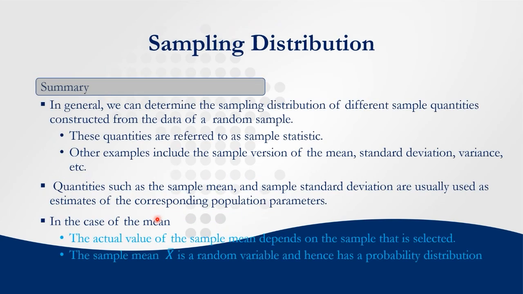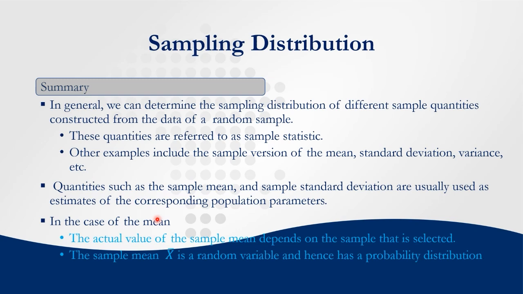So we can determine the sampling distribution of different sample quantities from the data of a random sample. And these quantities, we refer to them as sample statistics. We've looked at the standard deviation and the variance. Quantities such as the sample mean are usually used as estimates. I think I mentioned at the beginning that the sample mean is what we get from the sample, and we use it to estimate population parameters.